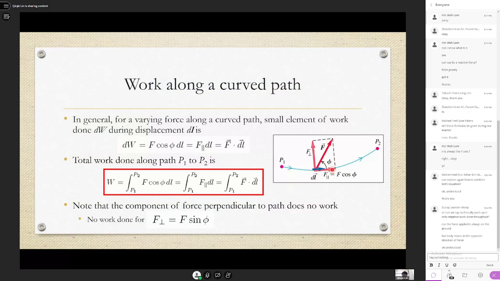to the motion. This is perpendicular. This is parallel. So throughout the journey from P1 to P2, if you want to calculate work done, you will only take into account this parallel component. This perpendicular component is totally not counted, totally wasted. You won't go into calculating the work done of the system. So work done equals F cosine phi, because we only want to take into account the parallel component.